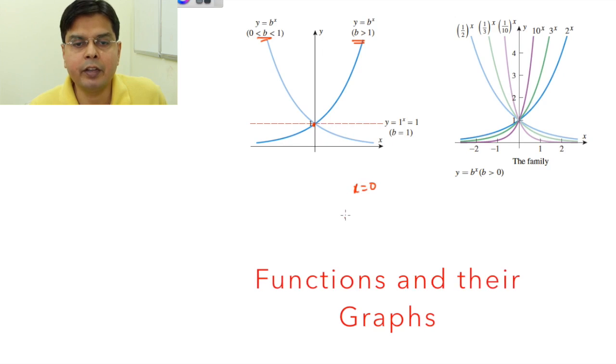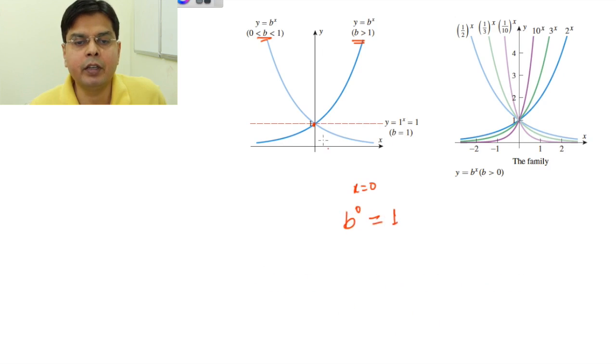Why? Because for x is equal to 0, b to the power 0 will be 1 for any b, as long as b is not equal to 0. So for 0 less than b less than 1, this is a falling curve, and for b greater than 1, this is a rising curve like this. This is a falling curve.